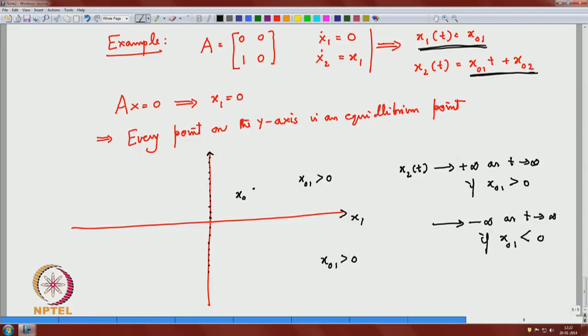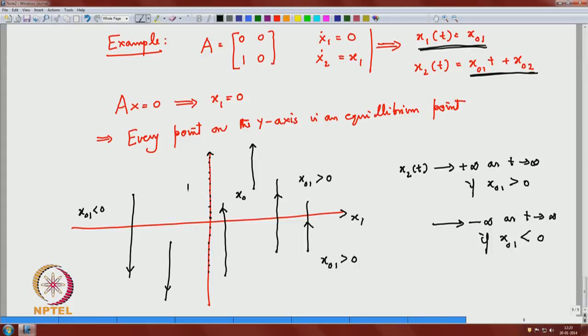So if you start at any point here, the first component will be retained, so it has to move along a line perpendicular to the x1 axis, but it should move to plus infinity. Even from here, your x01 component is positive, so it will not go towards any equilibrium point. Anywhere you start, it will move like this. On the other hand, on this side x01 is negative. In that case, it will go to minus infinity, and again it should remain perpendicular to the x1 axis. So it will move here.